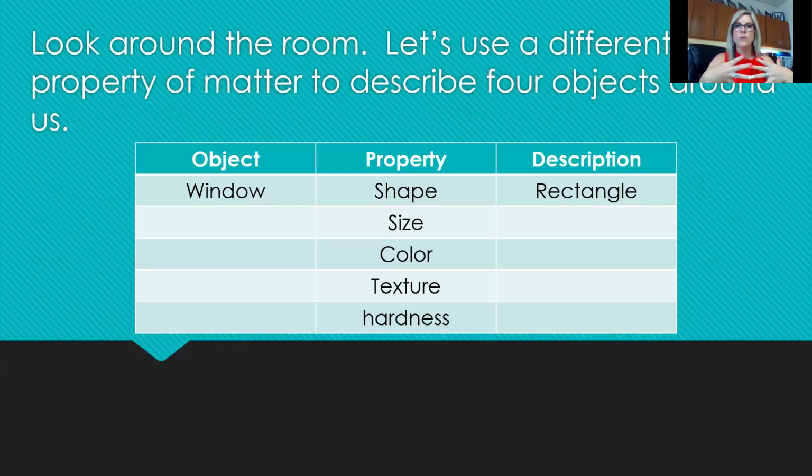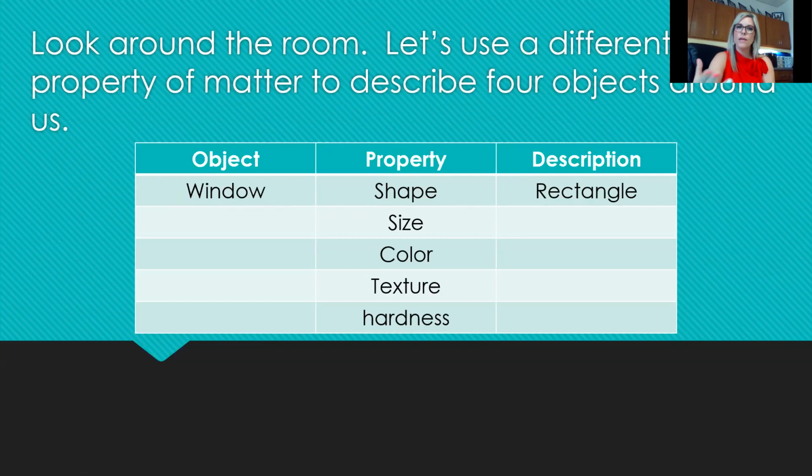So we're going to look around the room that you're in right now. You won't get up out of your seat. We are going to use different properties of matter to describe some objects, okay? I've done one as an example, and I've said the window. I'm going to use the property of shape to describe it. Where I am right now in my classroom, my window is rectangular. I know at home, my windows are also shaped as a rectangle.